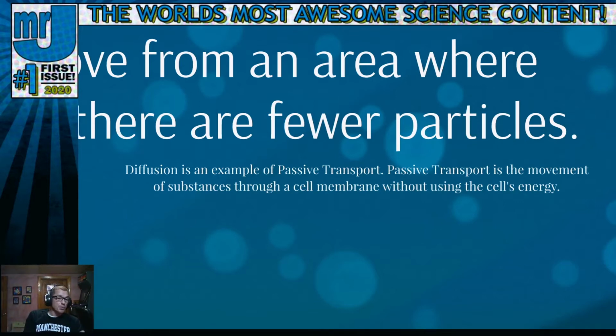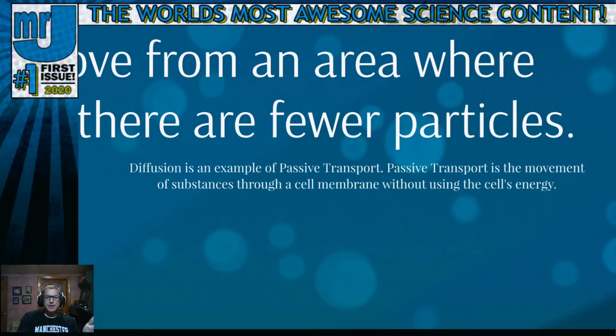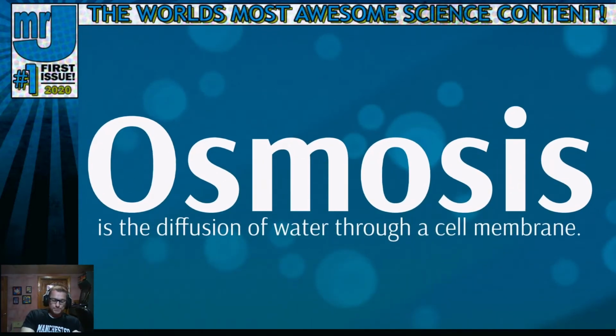Now, same thing with waste. If a cell has a lot of waste, now there's a lot of waste inside of the cell, and it's going to move out to where there's not. So this is passive transport.